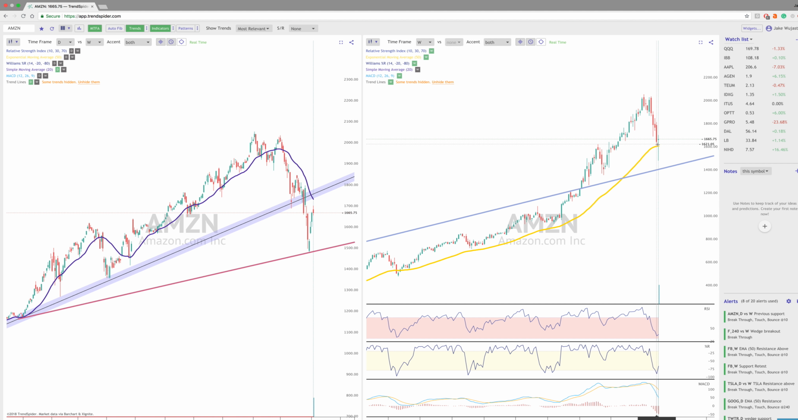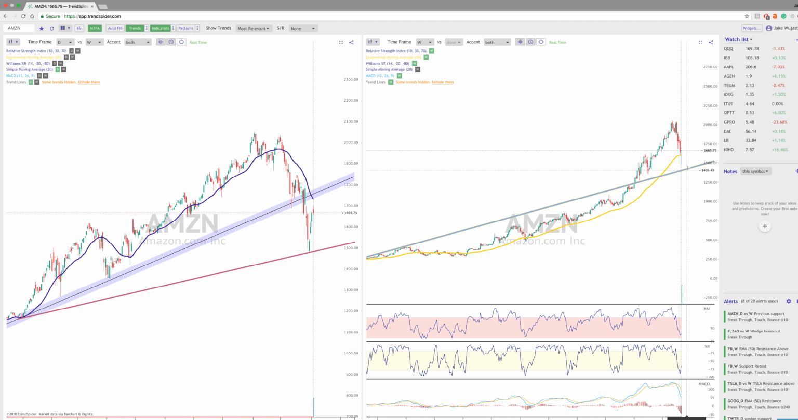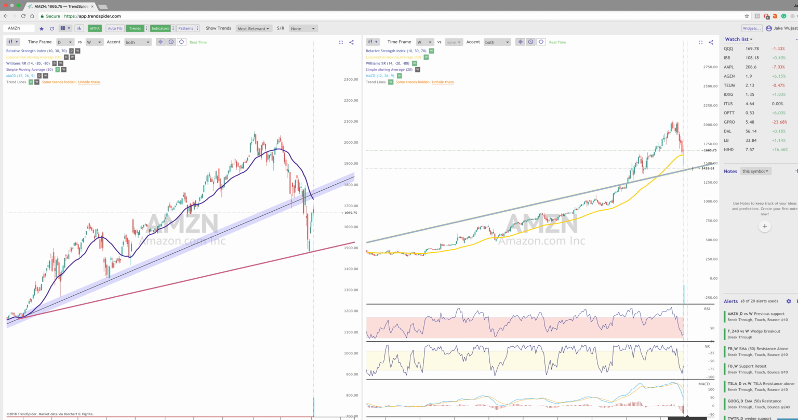If we did break down through the EMA 50, the next area to watch would be this area below around 1400, and that goes all the way back to 2013, which really was previous resistance, and we did break through it, and now it would be acting as support if the price did break down once again.